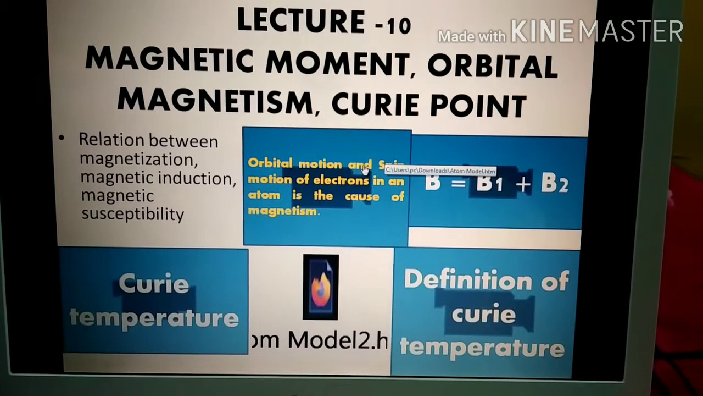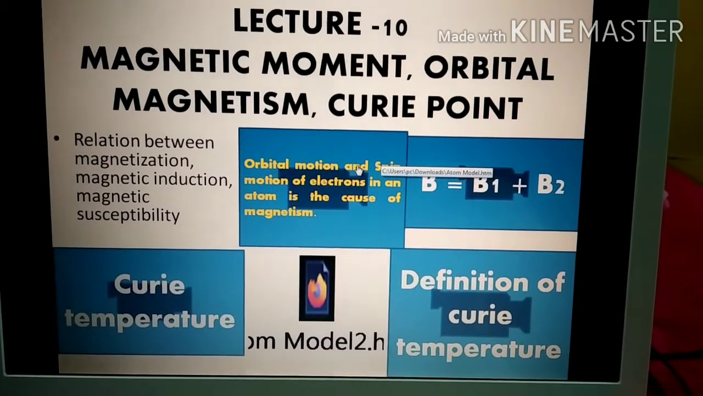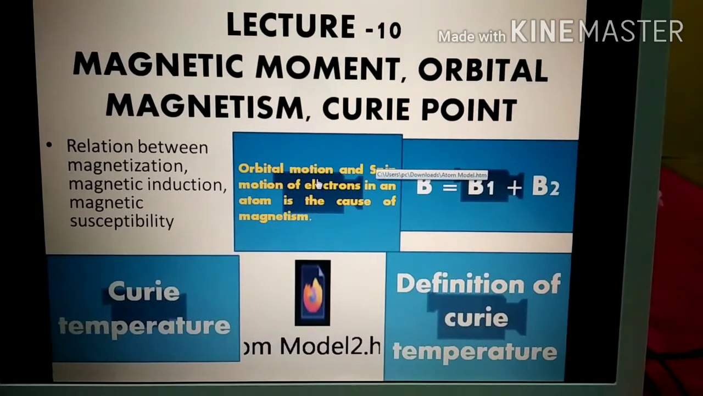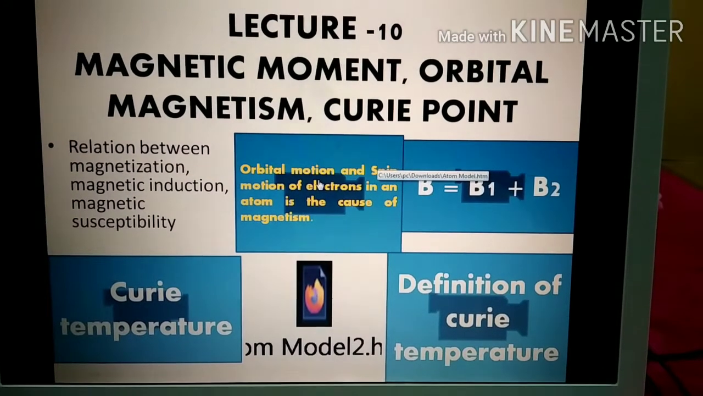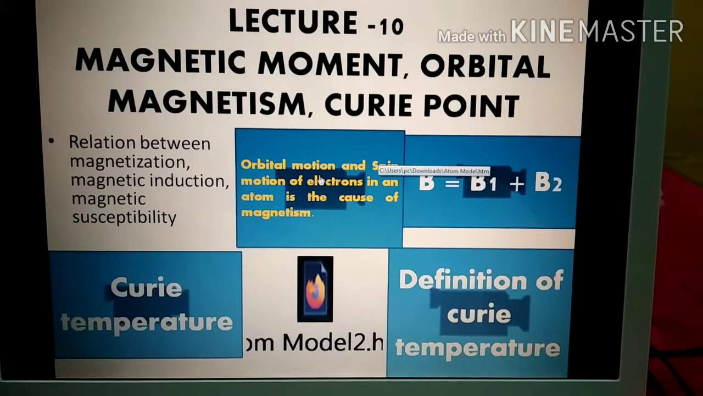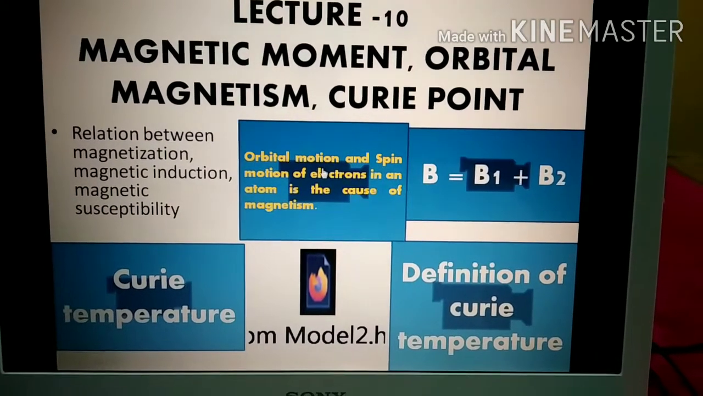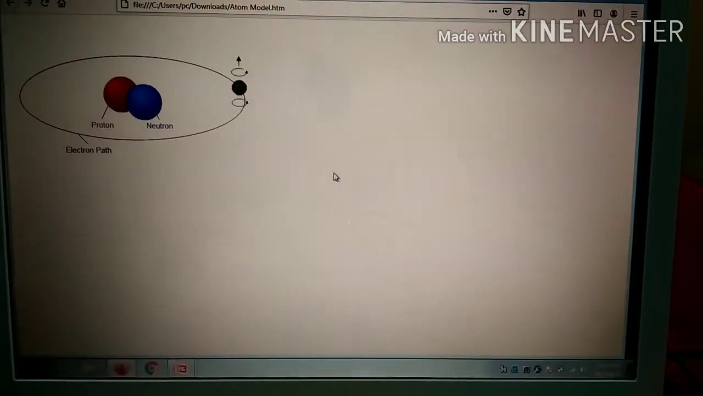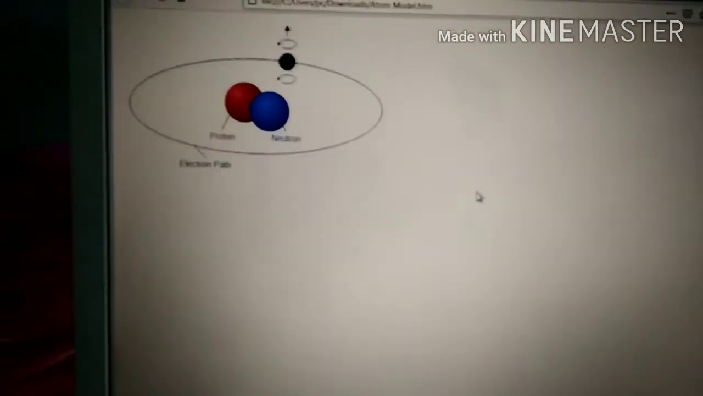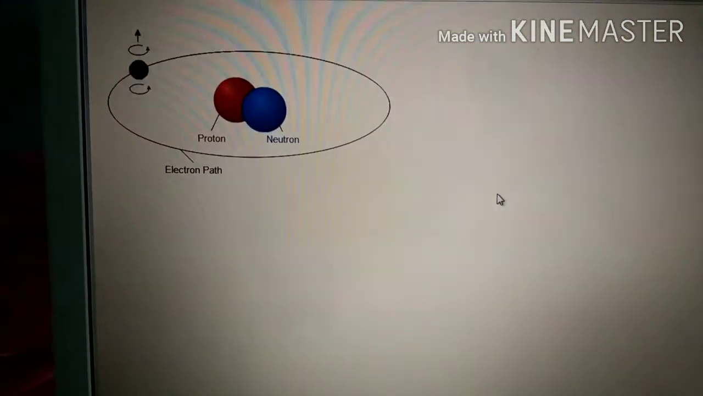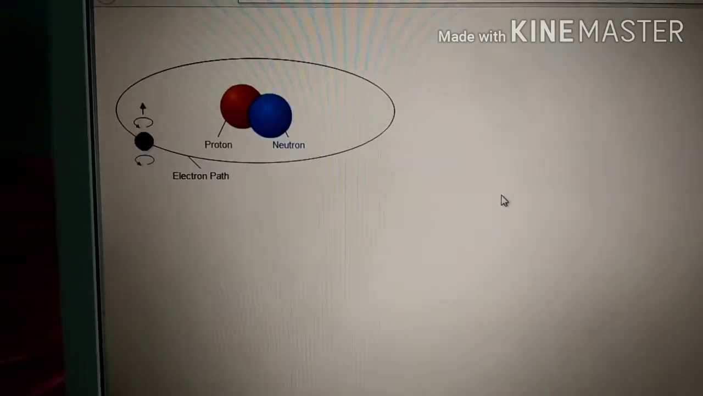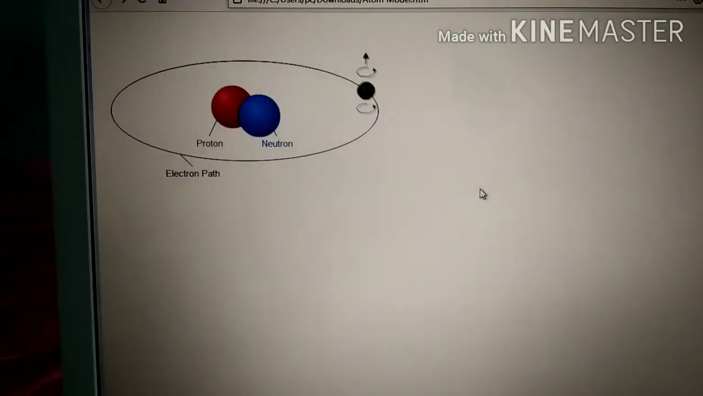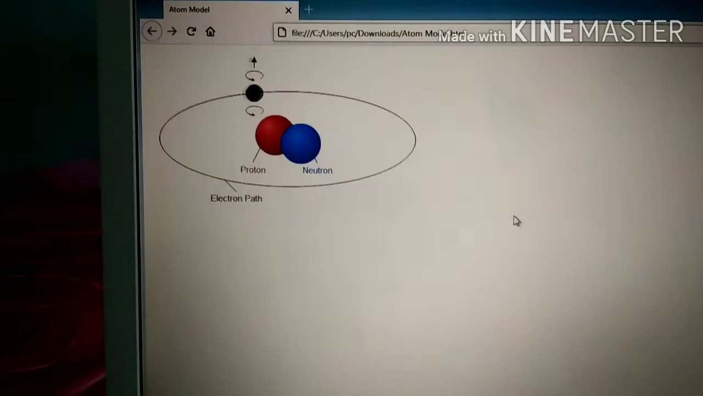First one is what is the cause or origin of the magnetism in an atom. So I am going to show you how the orbital motion of the electron and the spin of the electron produce magnetism in an atom. I think you see how the electrons are moving around the nucleus, orbital motion. And if there is more than one electron in an atom, then what will happen? I will show you.